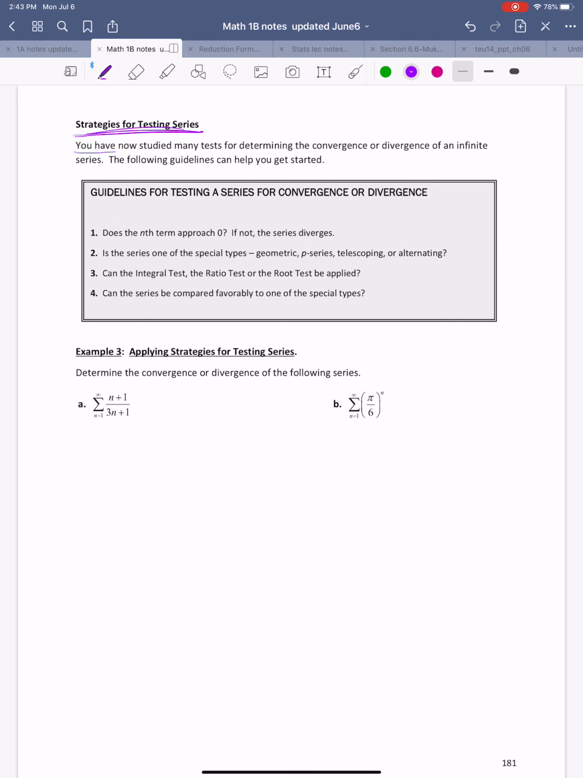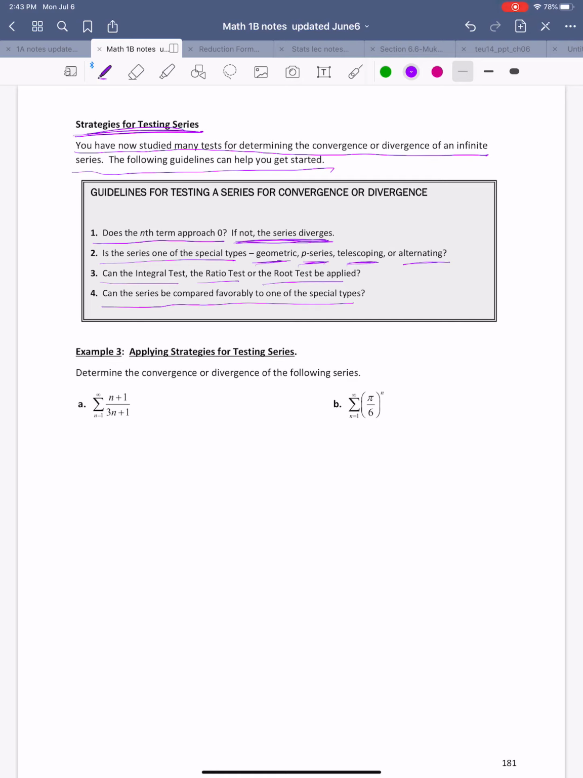You have now studied many tests for determining the convergence or divergence of infinite series. The following guidelines can help you get started. First of all, does the nth term approach 0? If not, the series diverges. Is the series one of the special types? Is it geometric? Is it a p-series? Is it telescoping? Is it alternating? Can the integral test, the ratio test, or root test be applied? Can the series be compared favorably to one of the special types? Can you use the comparison test or the limit comparison test?